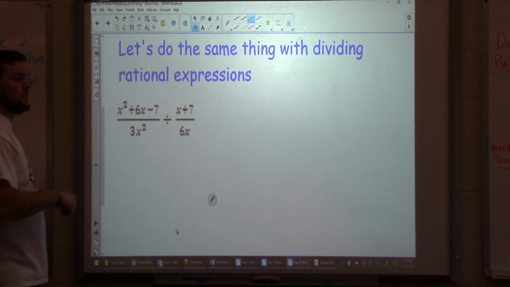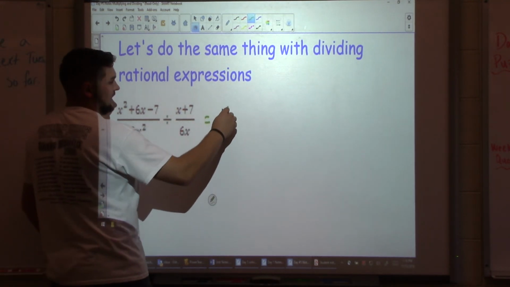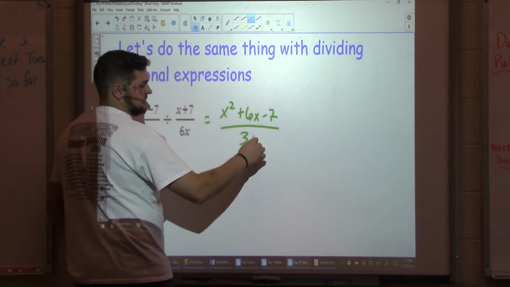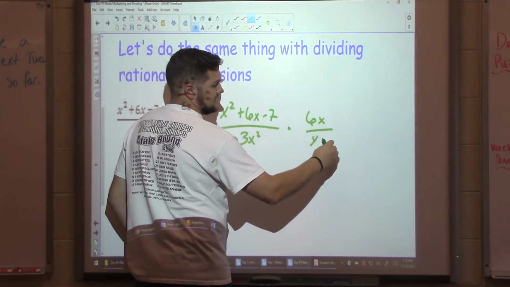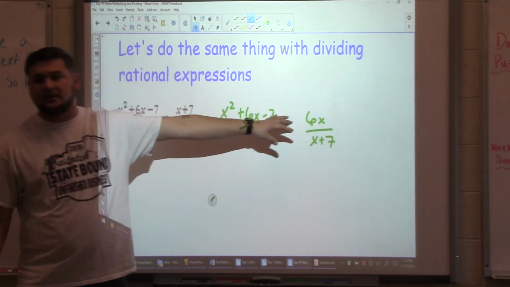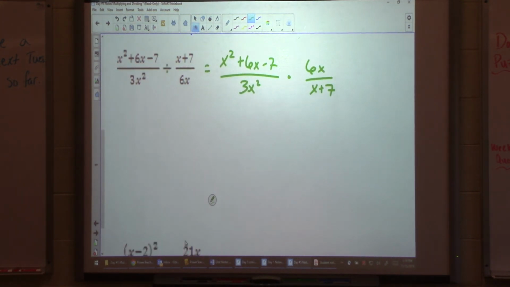Instead of doing x squared plus 6x minus 7 over 3x squared, divided by x plus 7 over 6, I'm going to do x squared plus 6x minus 7 over 3x squared times 6 over x plus 7. Keep, change, flip. Multiply by the reciprocal. When you get really good at this, you'll be able to do that step and factor at the same time. You don't have to, you can write them all out, but once you get better at it, you'll be able to do it all in one step.